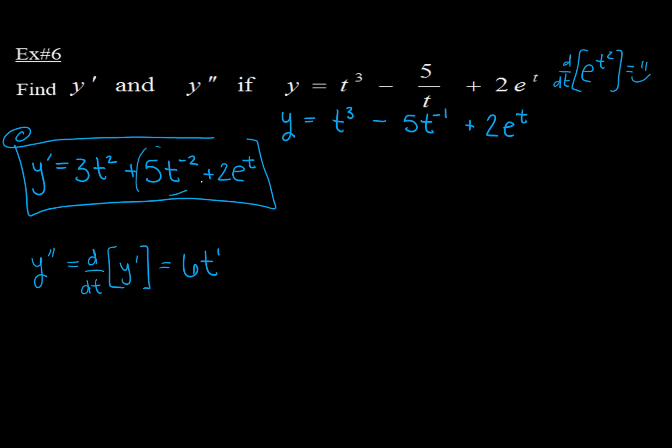Over here for my second term, I'm going to take this -2, and it's going to multiply by my positive 5, and I'm going to get -10. And then my power is going to be reduced by 1, and so this is going to become -10 times t to the -3.